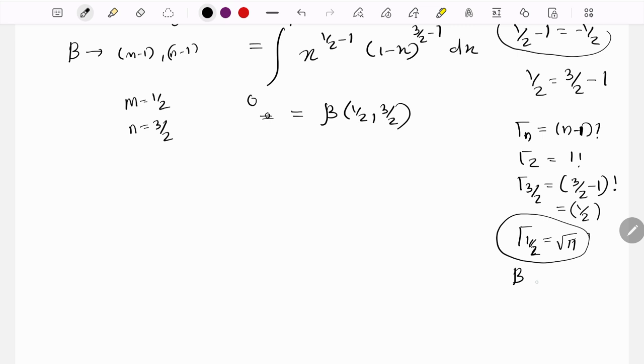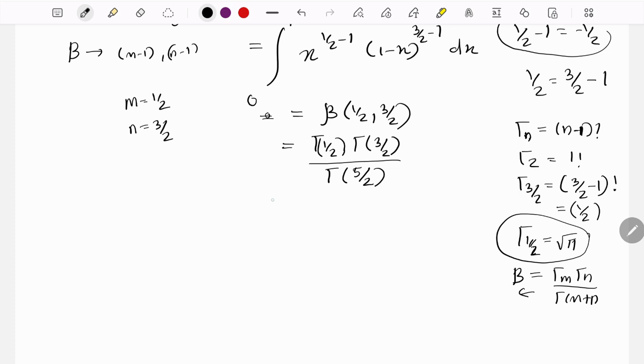And beta is connected to gamma, that is beta is equal to gamma m into gamma n divided by gamma of m plus n. So by using this we can write this integral as beta of m comma n, that is gamma of 1 by 2 into gamma of 3 by 2 divided by gamma of m plus n, that is 3 by 2 plus 1 by 2, that is 5 by 2.